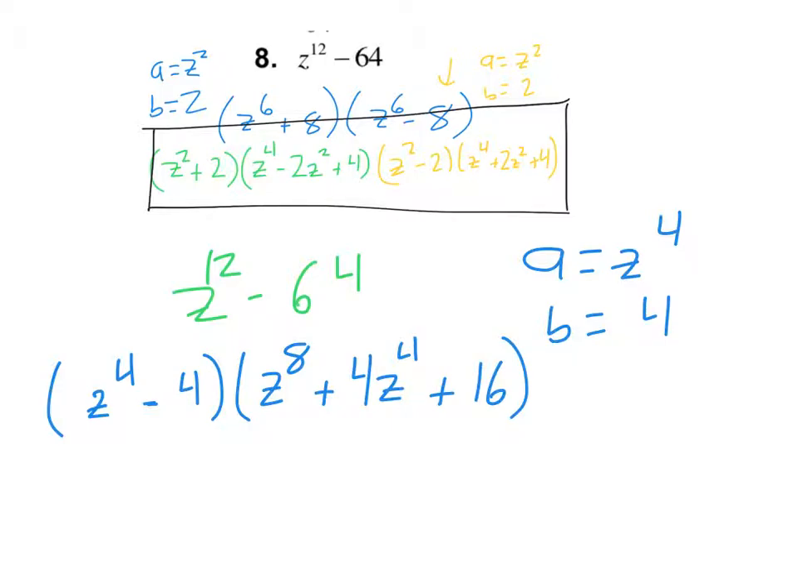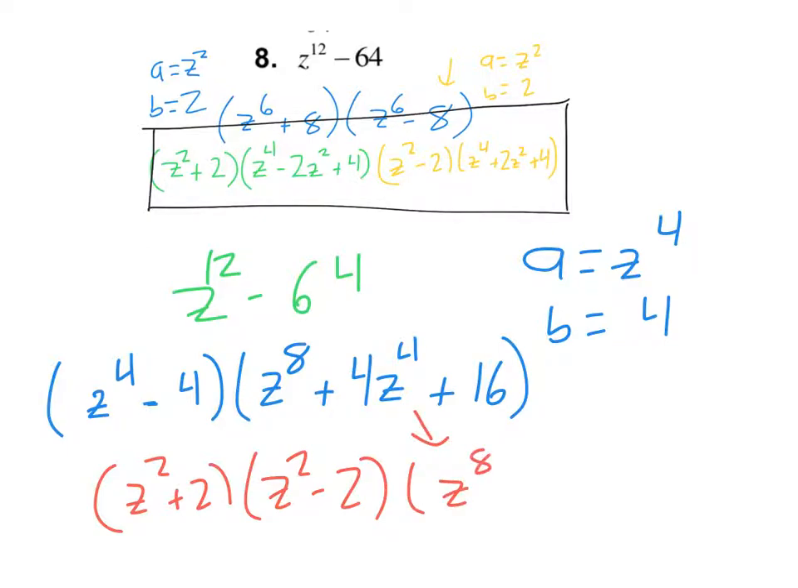Then we would have to notice our first parenthesis. Those are both perfect squares. That's the difference of perfect squares. So that factors to be z squared plus 2 times z squared minus 2. And I'm going to bring down the second parentheses. That's z to the 8th plus 4z to the 4th plus 16.